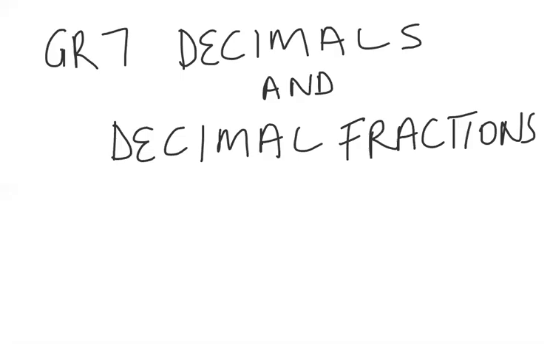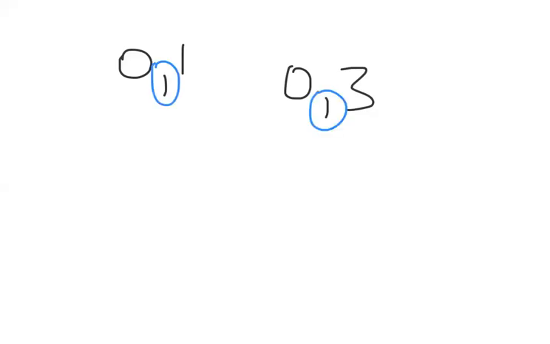Welcome. This is grade 7, decimals and decimal fractions. So today we're just going to talk about decimals. Firstly, a decimal is just a number that contains a decimal point. So this decimal, 0.1 or 0.3, that is what is called a decimal. Let's show you what the decimal means and the different types of questions they might ask.